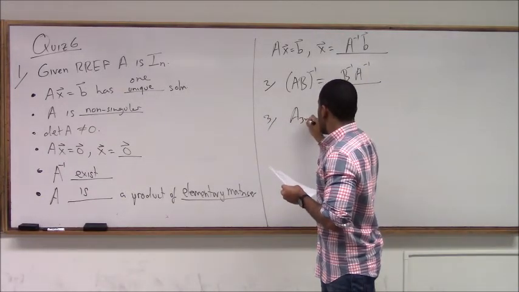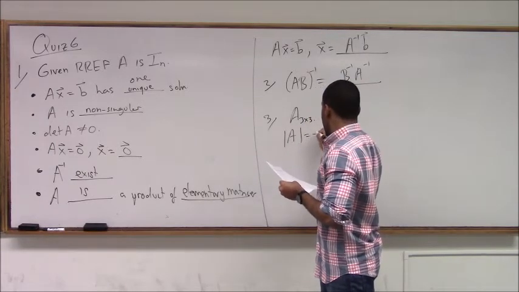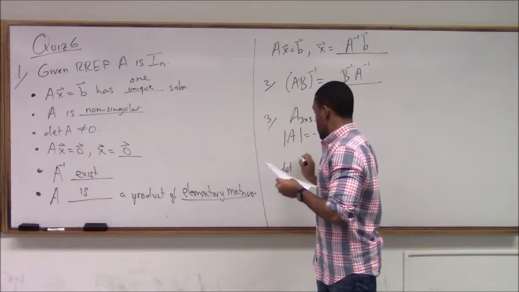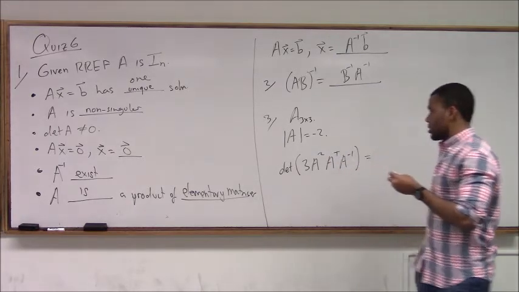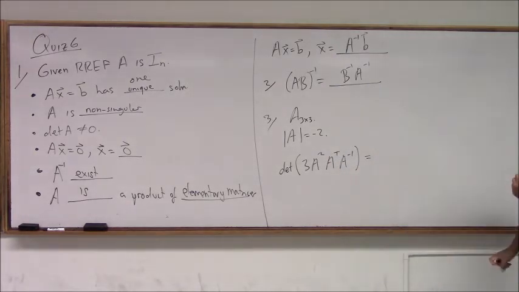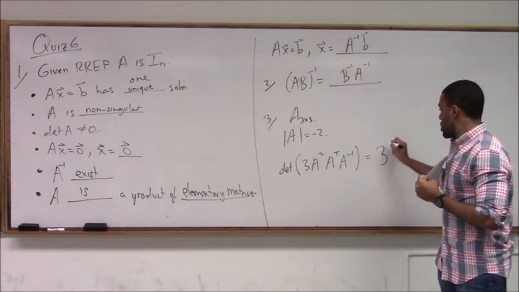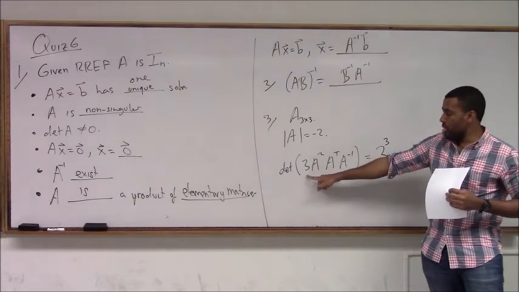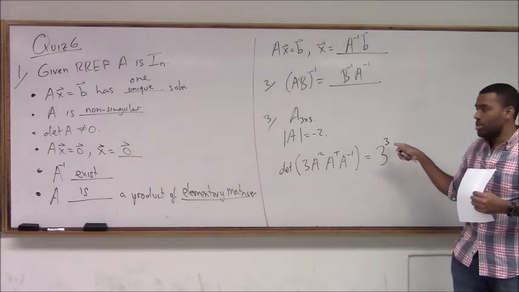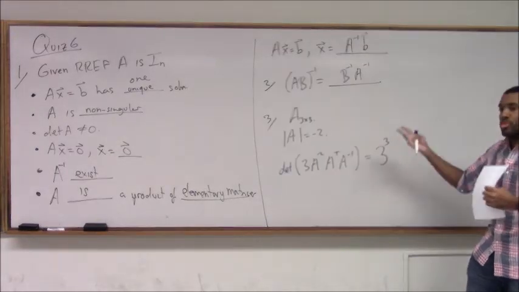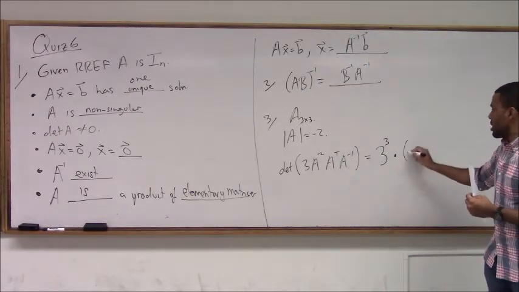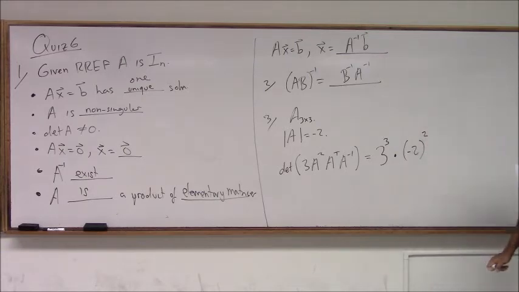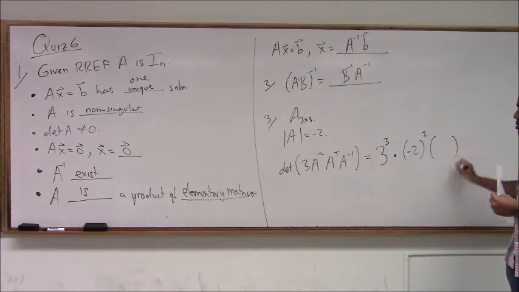Three. A is a 3 by 3, and I know that the determinant of A is -2. What is the determinant of 3A squared A transpose A inverse? It's 3 cubed. Because when you multiply a matrix by a constant, the determinant is scaled by that constant for every single row. There were 3 rows, so you get 3 cubed. What about A squared? It's -2 squared, so the determinant is raised to the same power as the matrix. A transpose? It's just the same. The determinant of A transpose is the determinant of A.